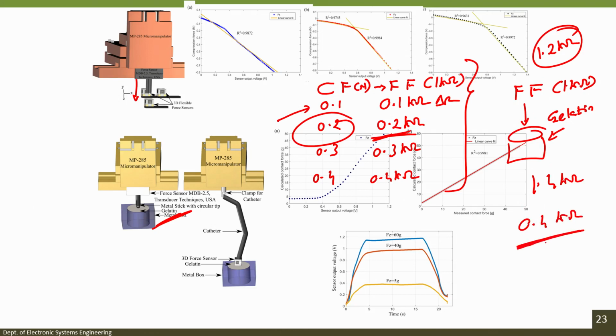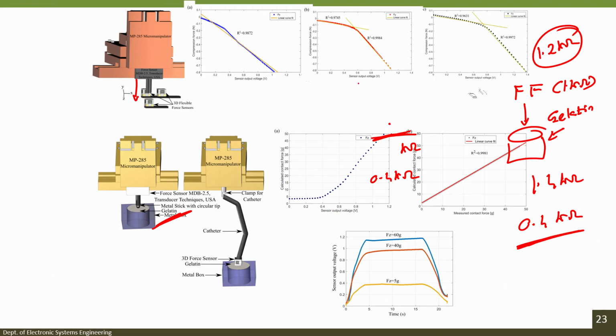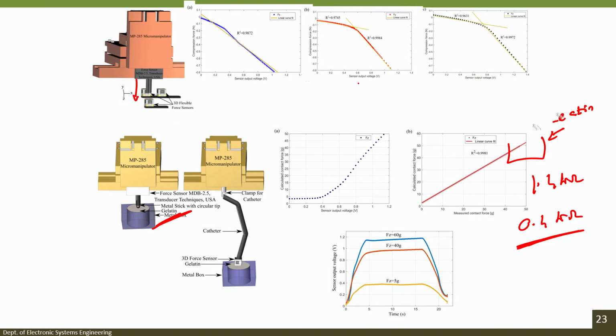This 0.4 kilo ohm corresponds to 0.4 Newton. Thus, I know that I am applying 0.4 Newton of force onto gelatin. That is what I meant when I was telling you about the force versus change in resistance and how to correlate it with the help of a commercial force sensor or a load cell, and then go back and press the gelatin tissue, and from there we can get the results.